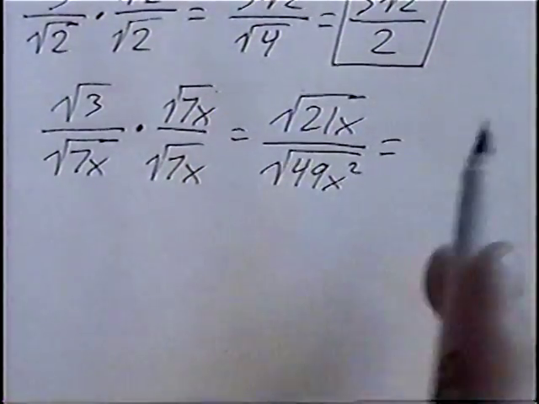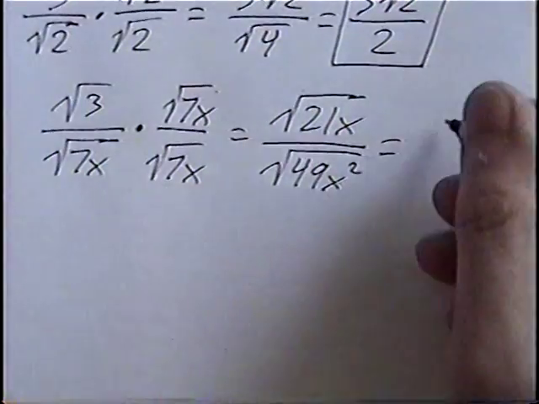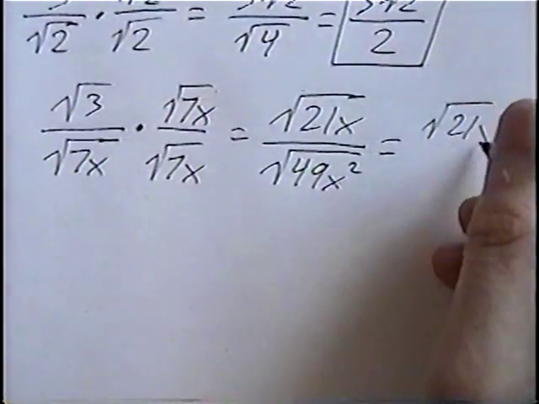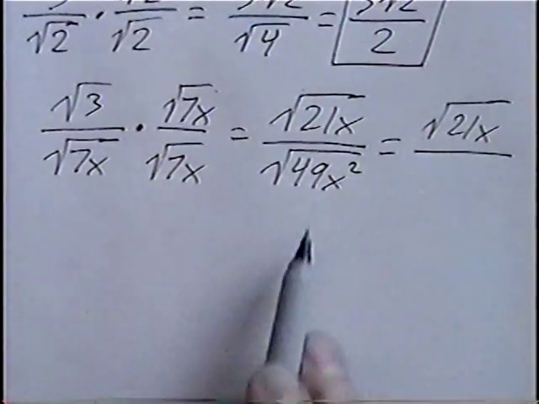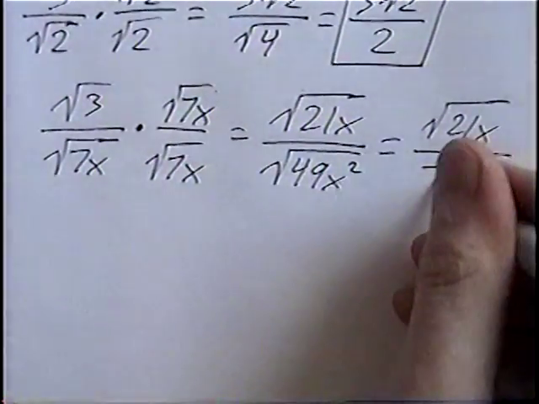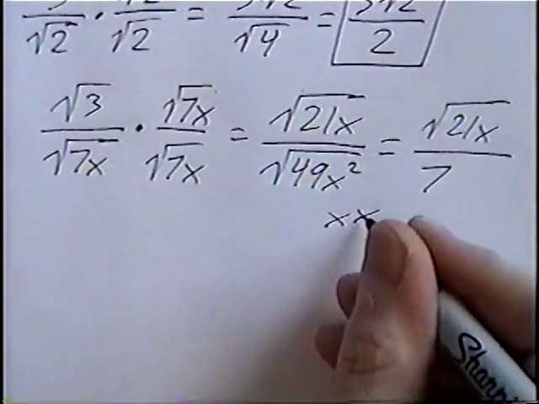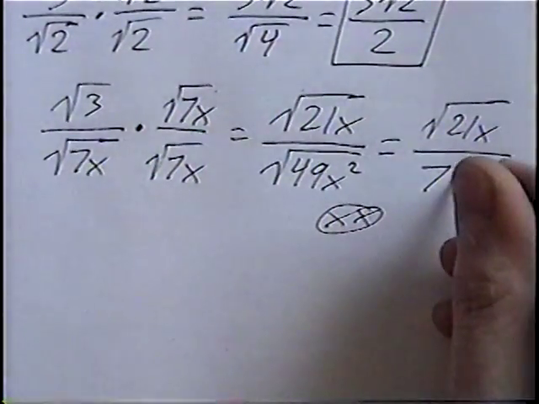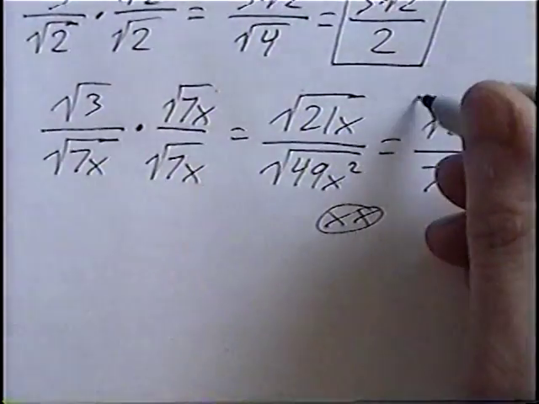Simplifying, you can try and do a factor tree on 21. The only two numbers are 7 and 3, so there's no pairs. So this radical would stay the same. For the denominator, square root of 49 would be 7, and the square root of x squared, again, you can write both x's down if you want. There's a single pair of x's, so the square root of x squared would be x.